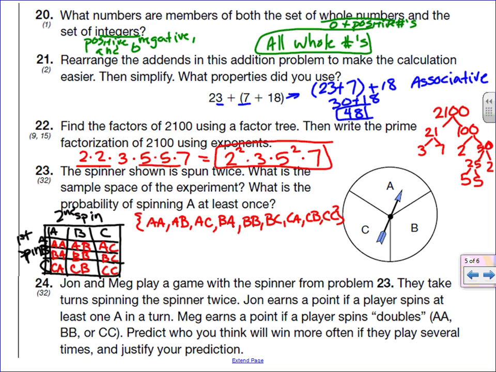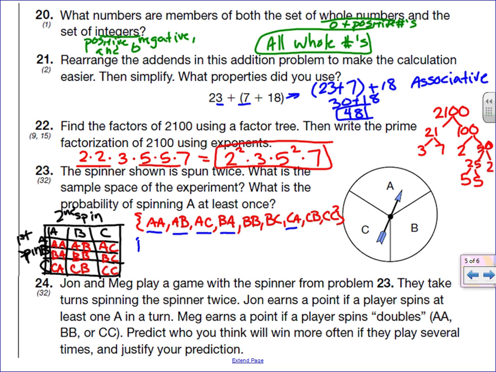And then what's the probability of spinning A at least once? Well, first of all, how many of these? I'm going to underline the ones that have A at least once. Twice is at least once. Once, once, once, once. I think that's it.